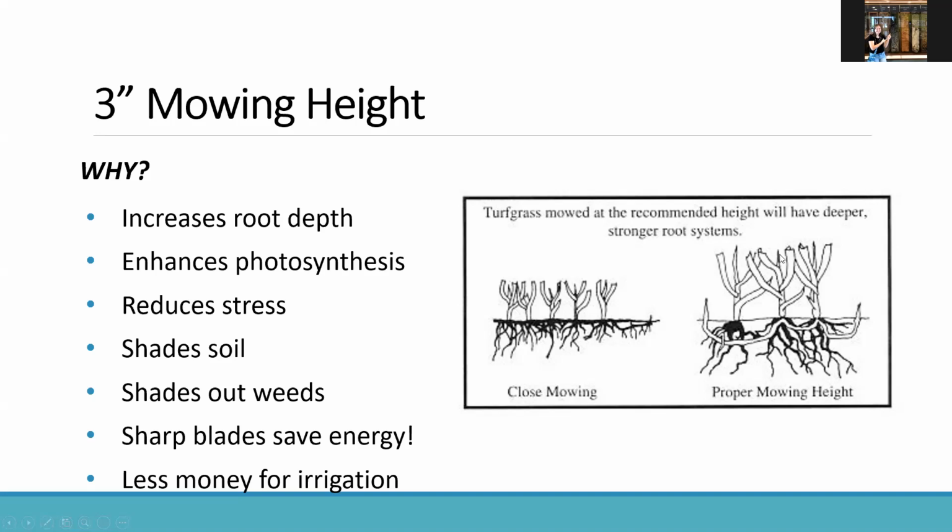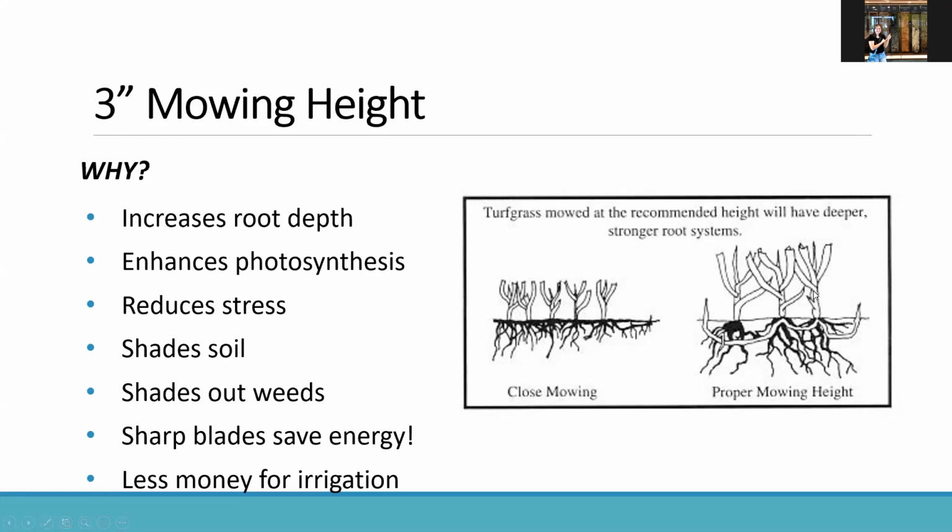Because there is more grass above the surface, more blades, there's more photosynthesis occurring, which allows more energy storage to happen below ground. Because there's more energy storage below ground, it helps reduce stress on the plant in the case that there is a little bit of a drier patch. This increased height also helps shade the soil. And not only is it shading the soil, but it's shading out the weeds underneath. So it's helping keep some of your weeds from even popping up.